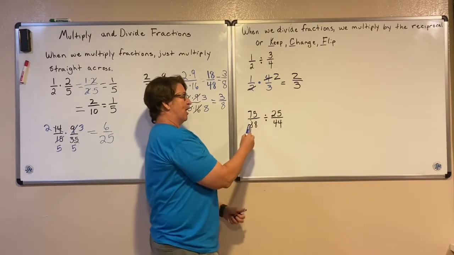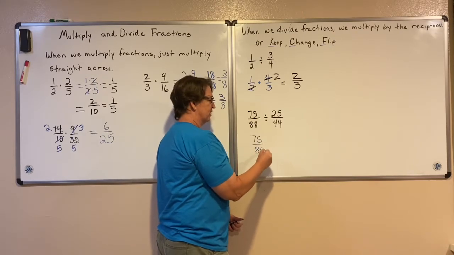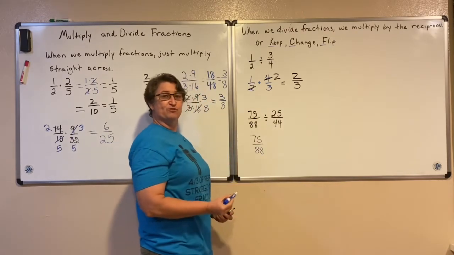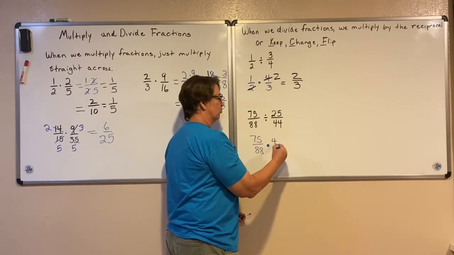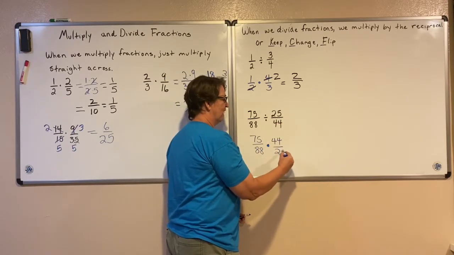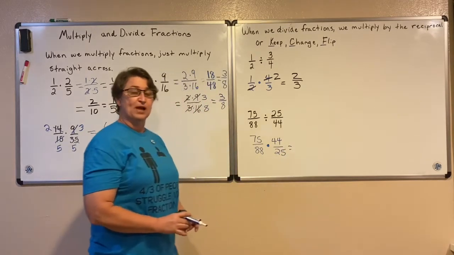I'm going to keep my first one, 75/88. I'm going to change my sign from division to multiplication. And then I'm going to flip my second one. So I have 44/25. Now I'm just going to multiply straight across.